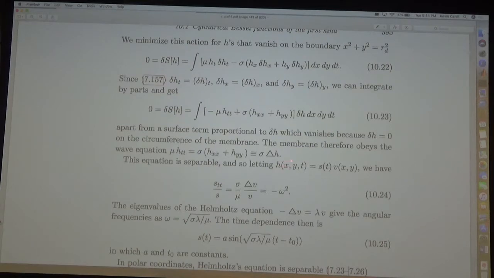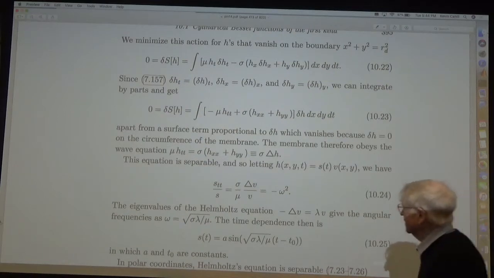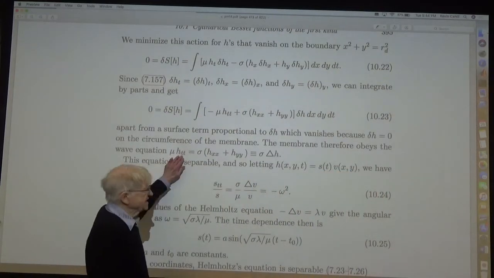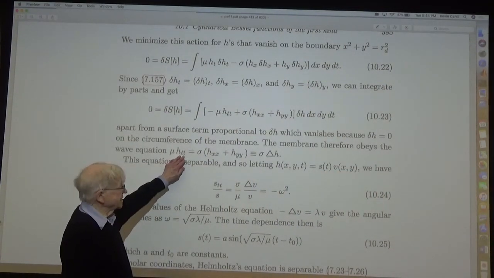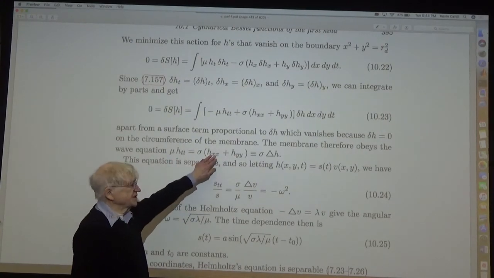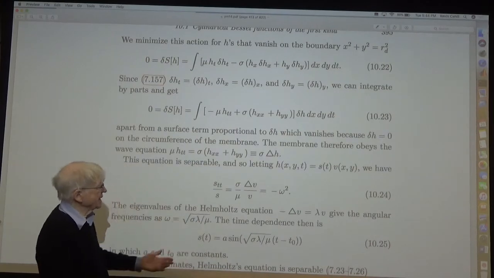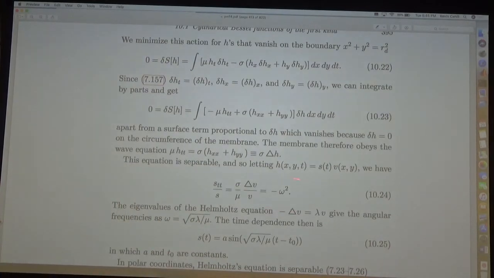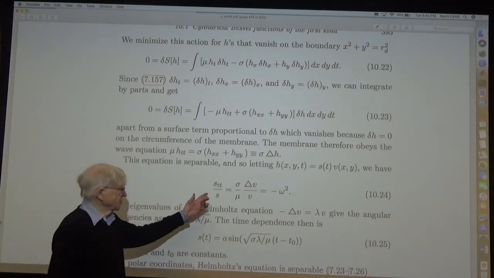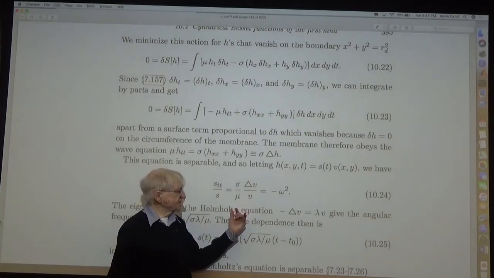It's separable. You set h equal to S of t, V of x and y, and you get this expression. In other words, H_tt gives you S_tt times V, and then over here you get V_xx times S. So if you divide by SV, you get this expression. And this is a function only of t, this is a function only of x and y.